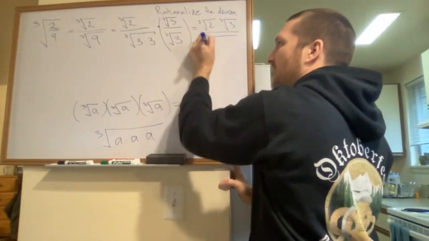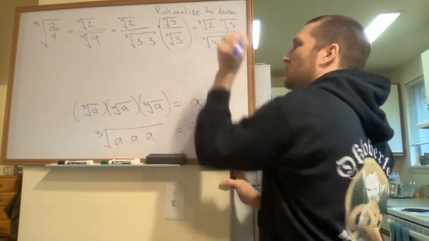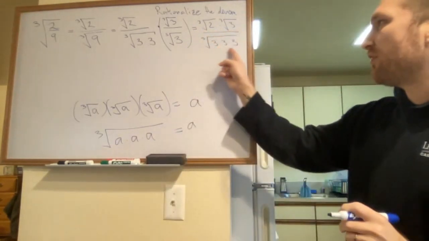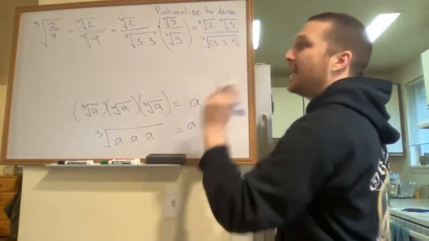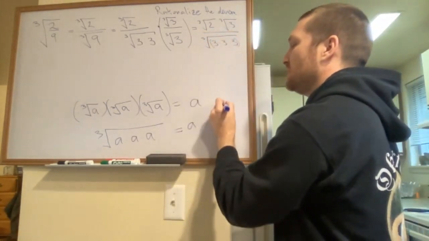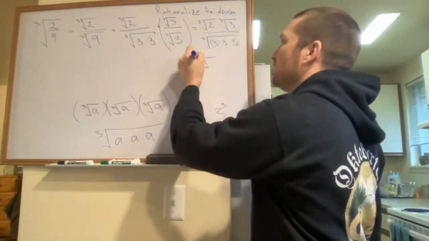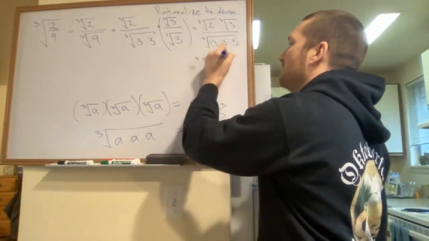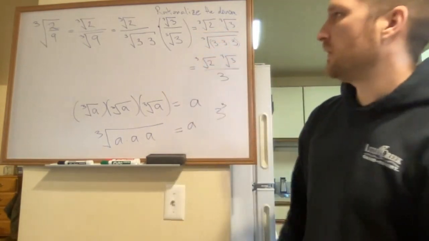What I've done is I've just turned this into the cube root of 3 times 3 times 3. In other words, I have 3 of them. That means I get to pull one of them out, right? What I have now is 3 to the 3rd power. And so this reduces to cube root of 2 times cube root of 3 all over just 3.